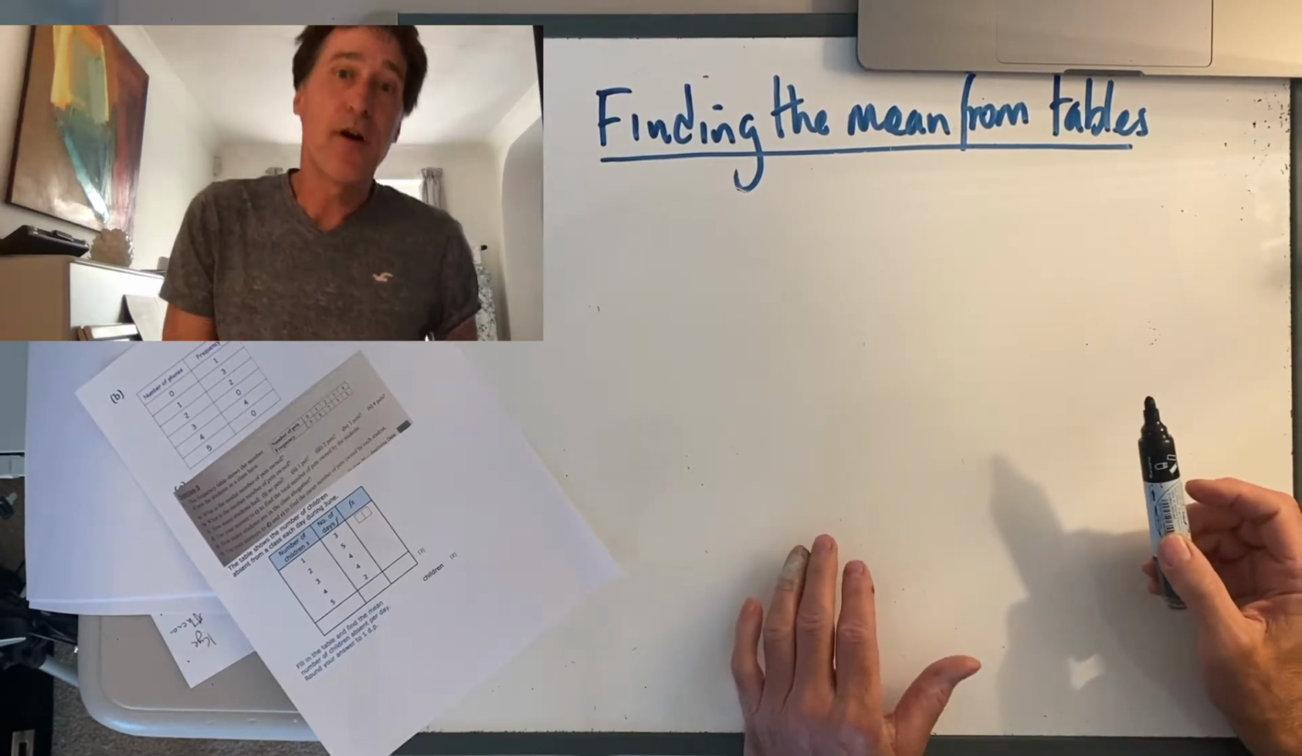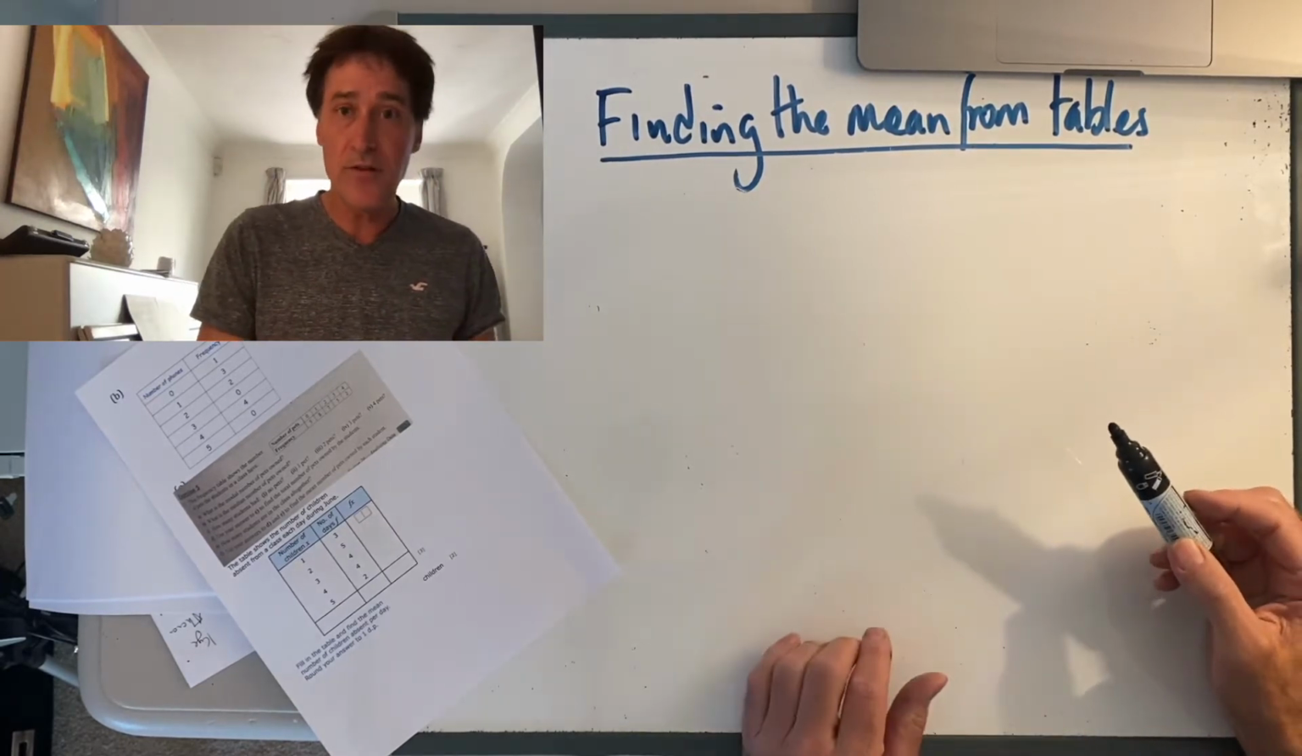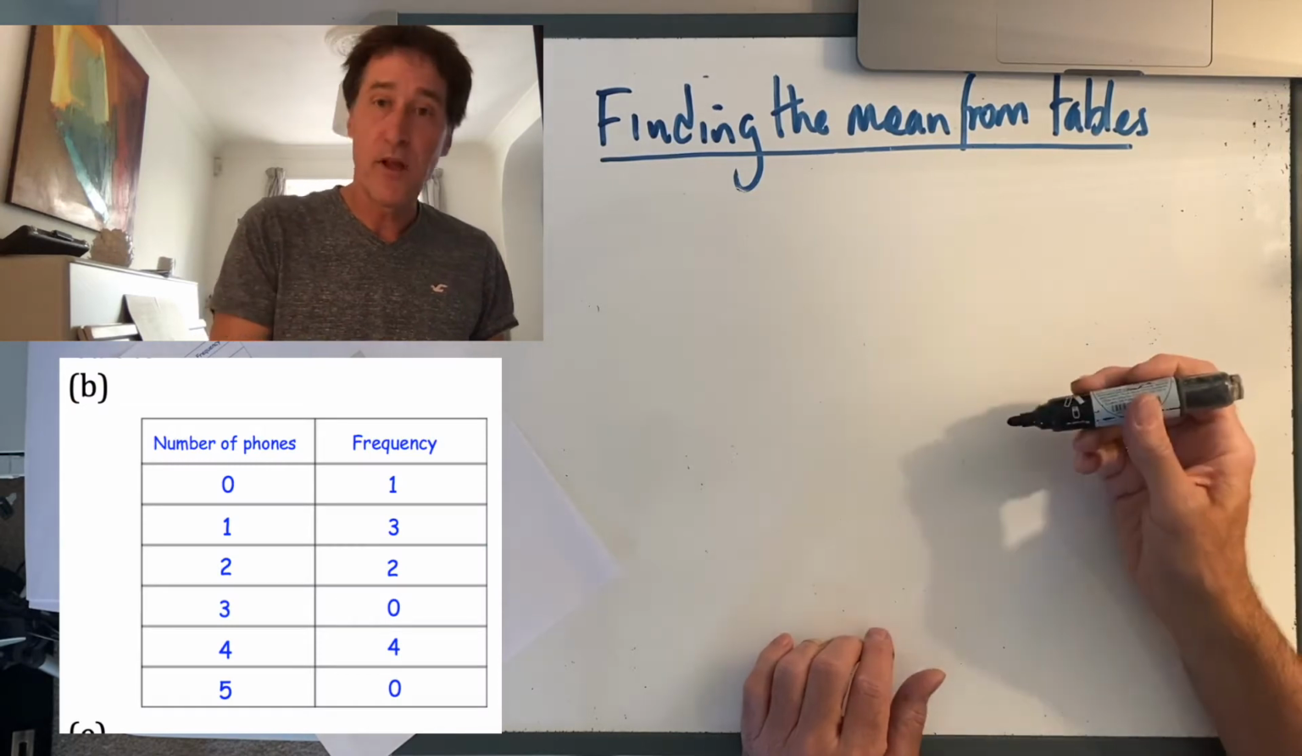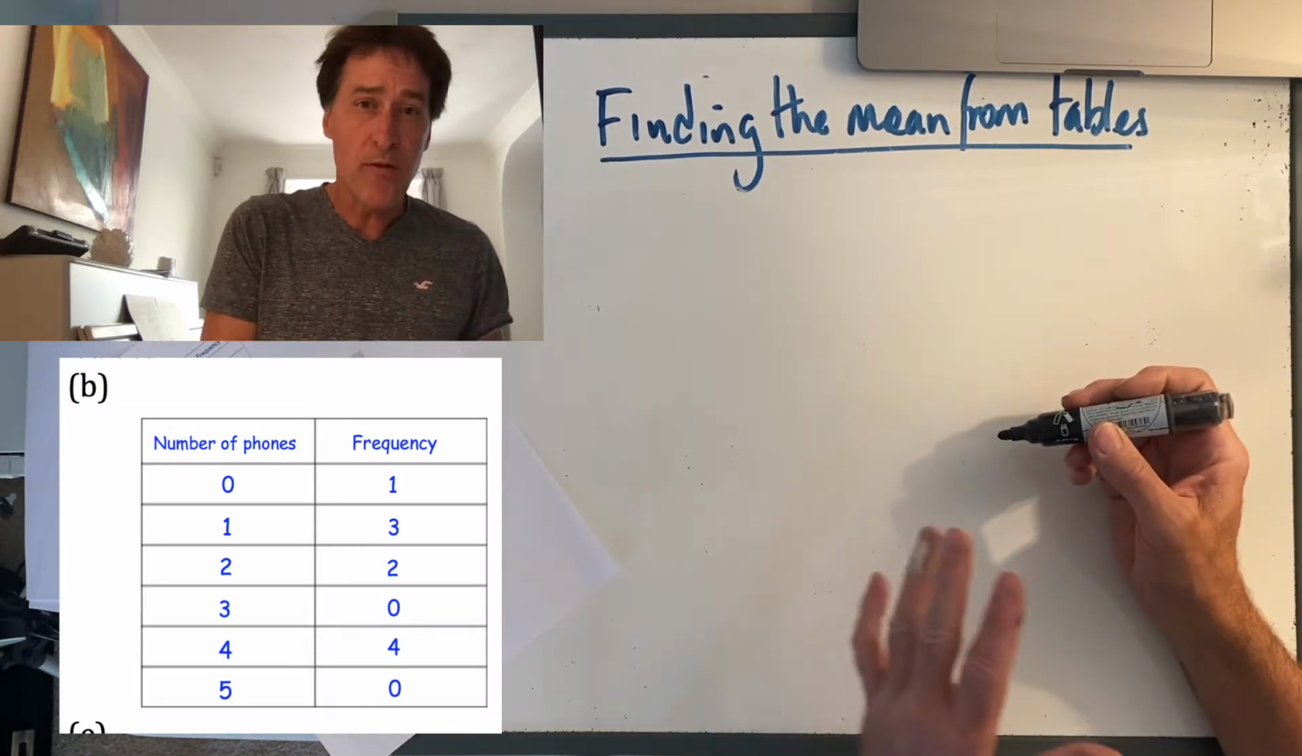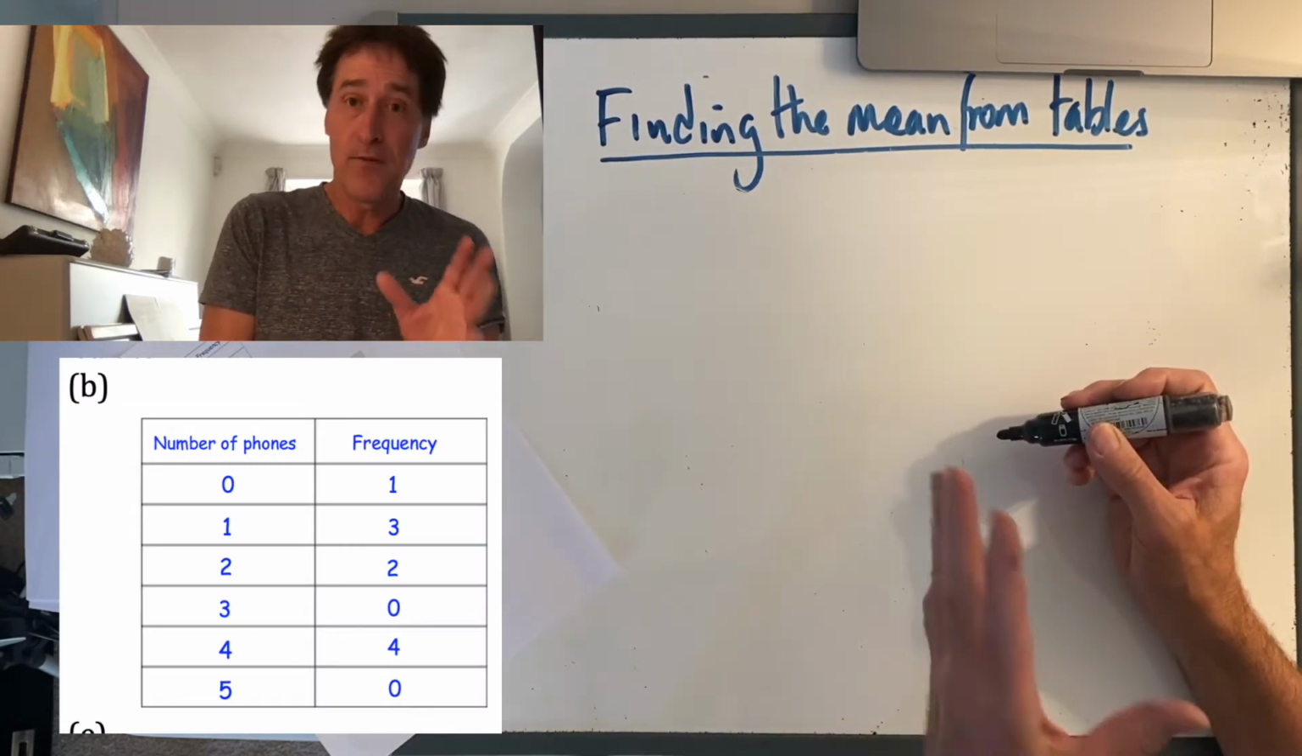Today we're going to look at finding the mean from tables. You'll see three examples that we look at. The first one says the number of phones and the frequency. So what we want to find out is how many phones per person.